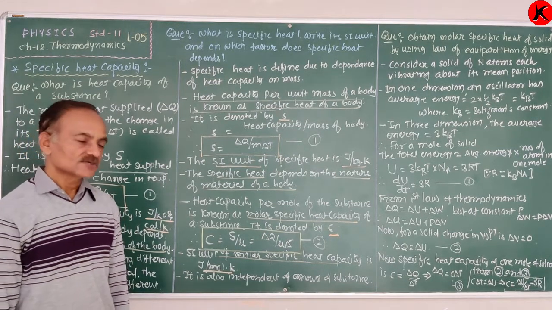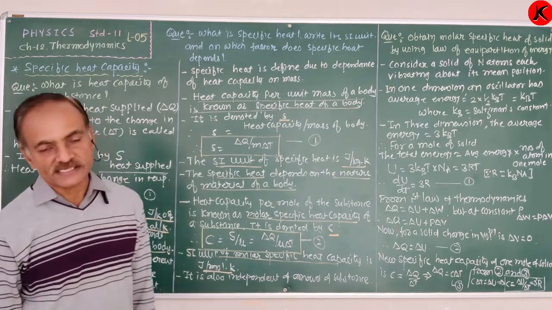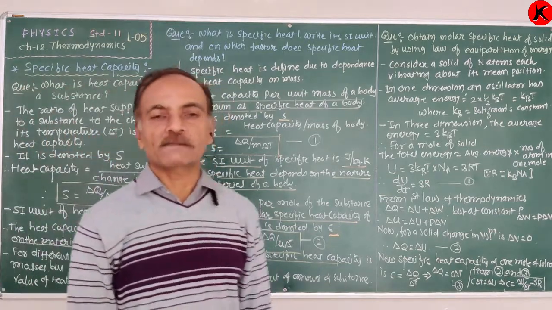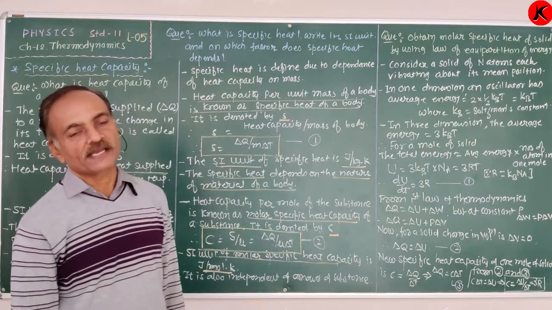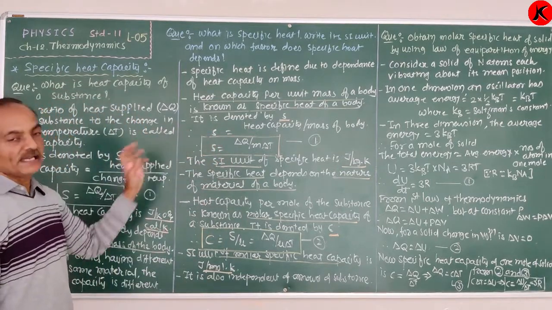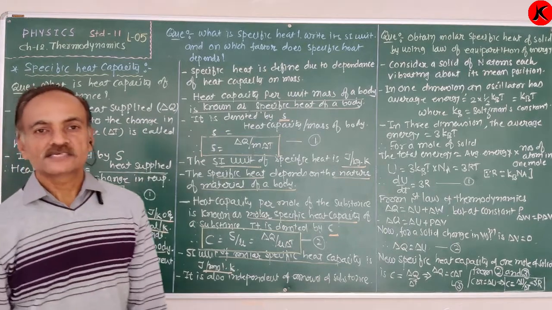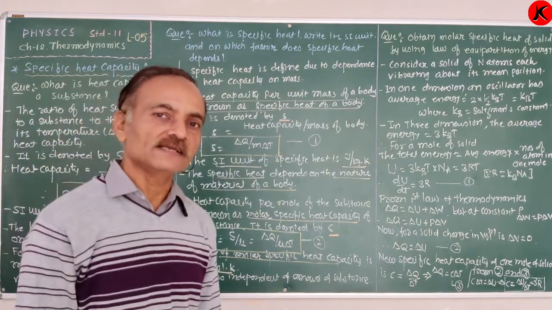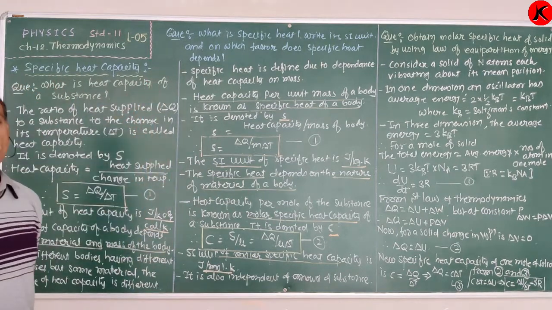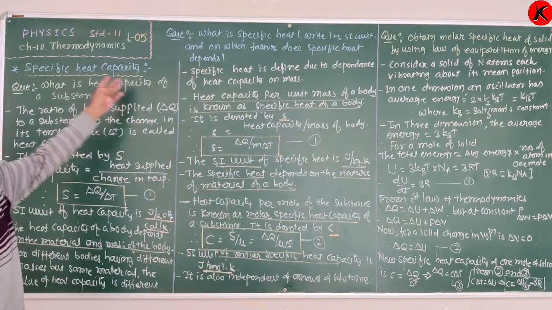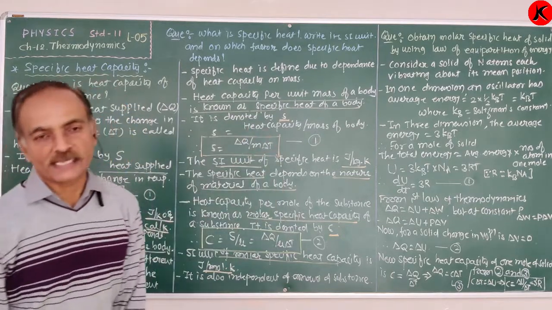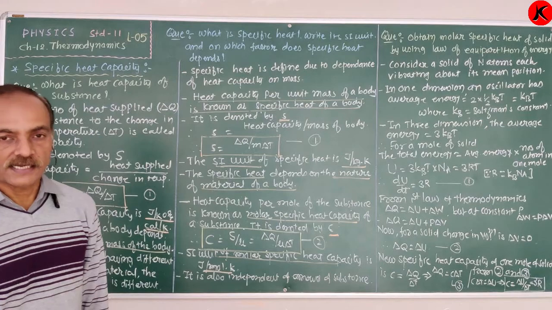Clear? So there are two types of heat capacity: one is the heat capacity, and the second is the specific heat capacity and molar specific heat. This is a most important question, and both are asked combinedly. Sometimes it is also asked this way: state the difference between the heat capacity and specific heat capacity. Clear? Okay.